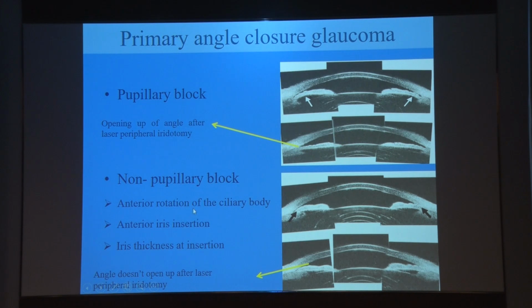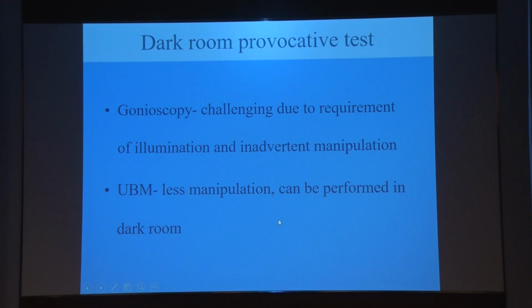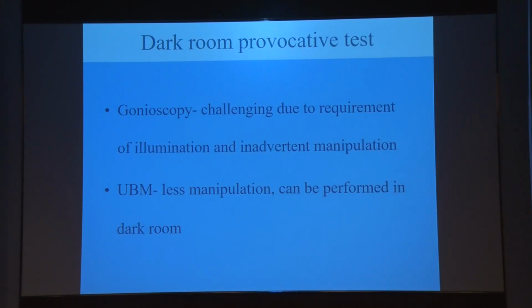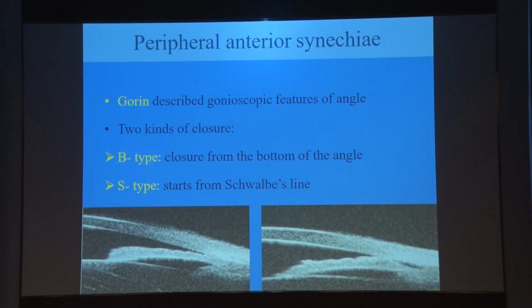In non-pupillary block glaucoma, where the anterior rotation of the ciliary body is the cause of angle closure, if you look at this here, and look at this here, even after peripheral iridotomy it does not actually improve. So that is what we call the plateau iris, and you know what a plateau iris syndrome is and what a plateau iris configuration is. Now to go on to the darkroom provocative test: gonioscopy is challenging due to the requirement of illumination and inadvertent manipulation. UBM involves less manipulation and can be performed in the darkroom. So that's where you can use the UBM.